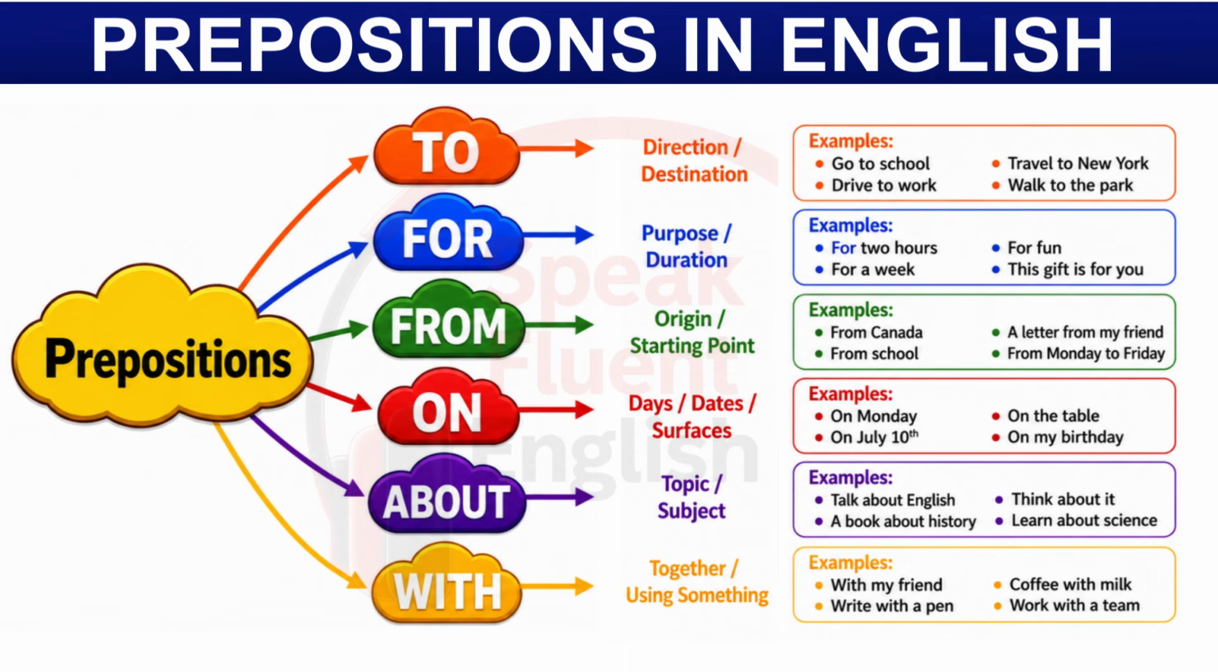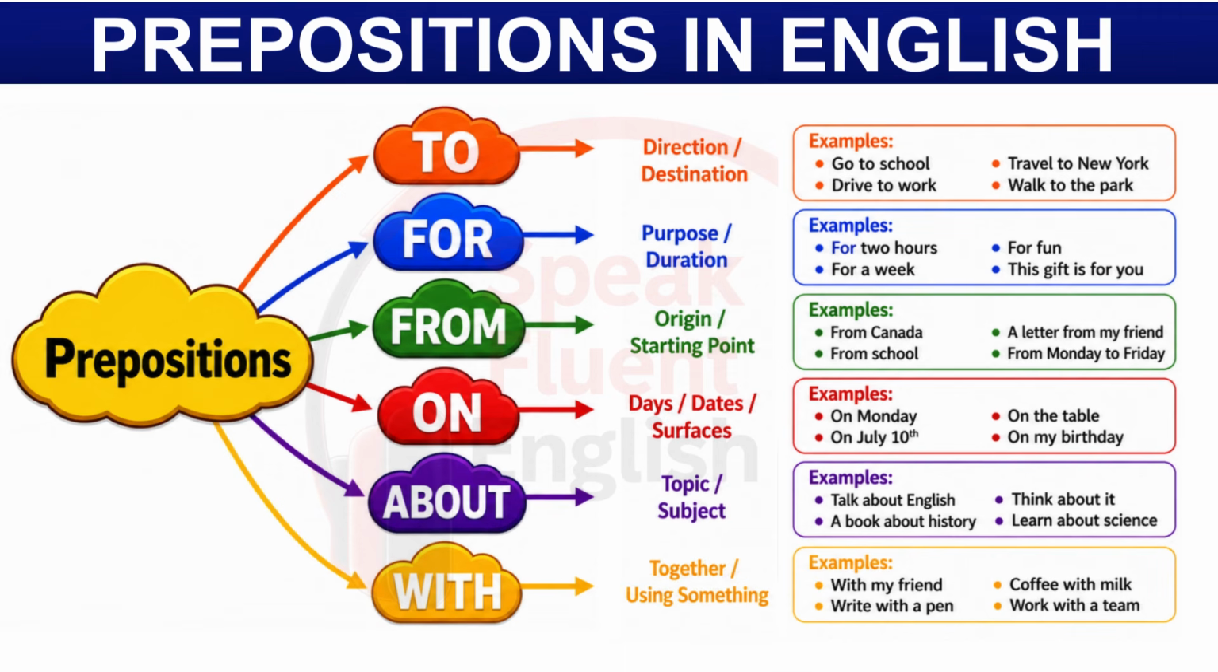A book about history. I am reading a book about history. Think about it. Please think about it carefully. Learn about science. The students learn about science. Remember, about introduces the subject of conversation, thought, or study.